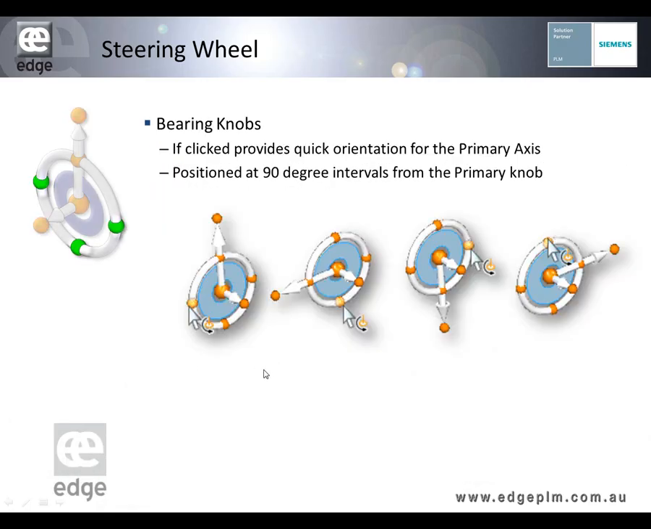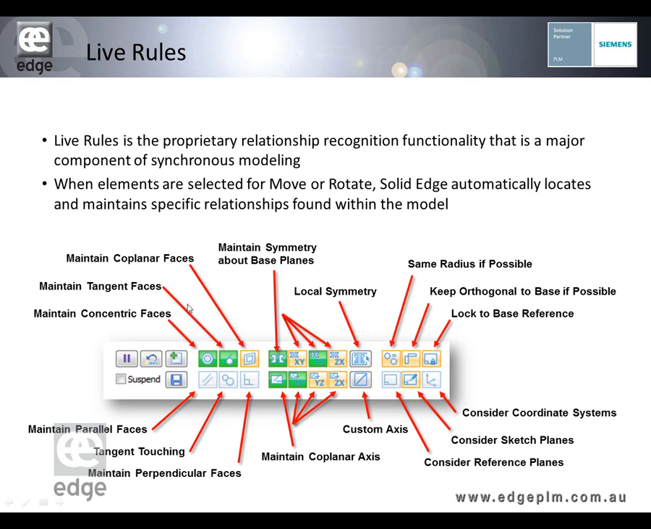Okay, the bearing knobs. These are like 90-degree indents. Pretty straightforward. If my orientation is up this way and I want it to be like so, I click on the bearing knob, goes down. Click on this bearing knob, goes up. Pretty simple. Live rules.